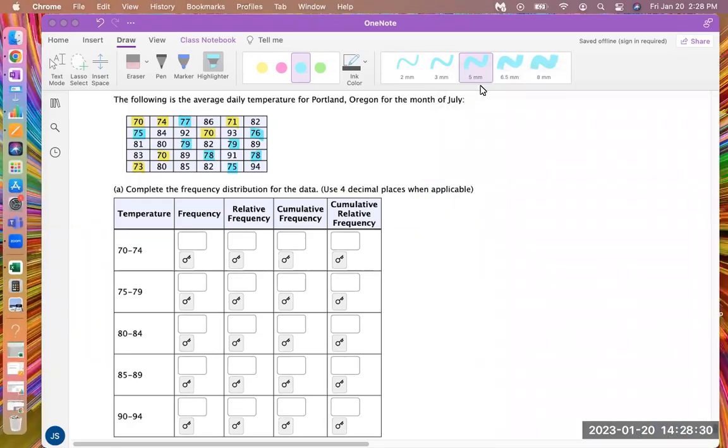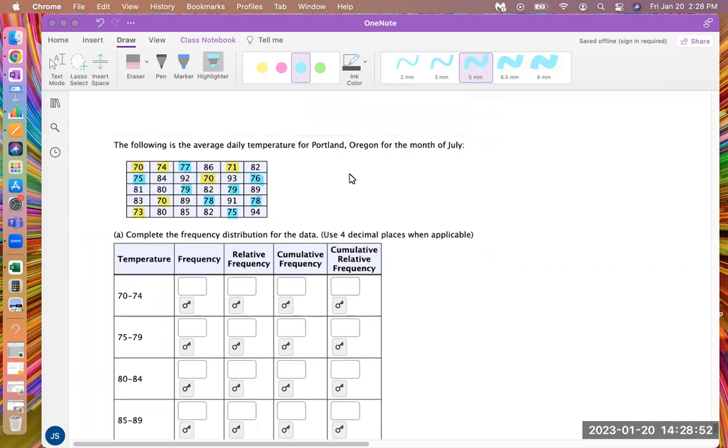I am doing this video so that you can understand how to do a frequency distribution and also a relative frequency distribution and a cumulative relative frequency distribution. Well, and you will also be doing the cumulative frequency.